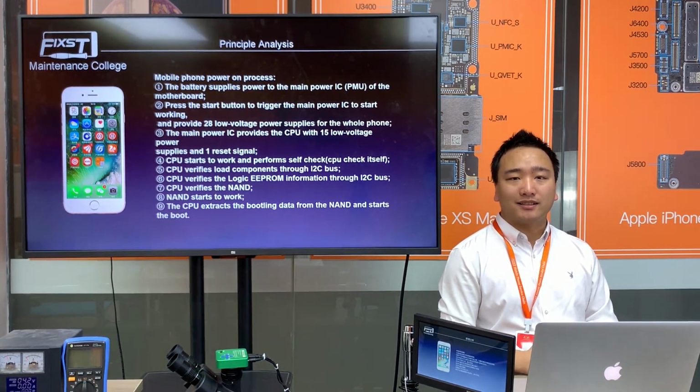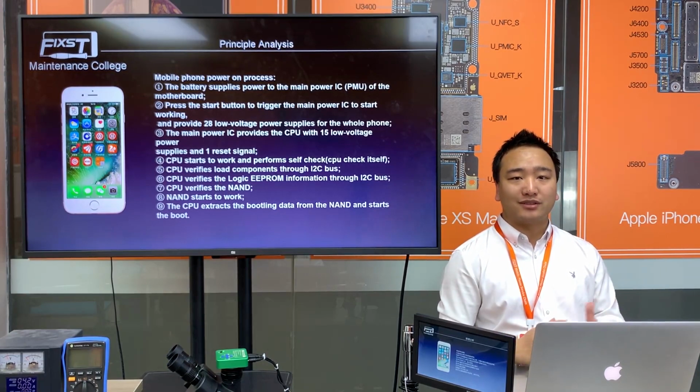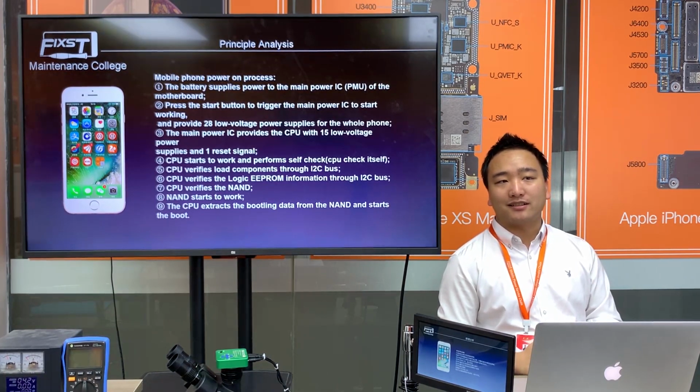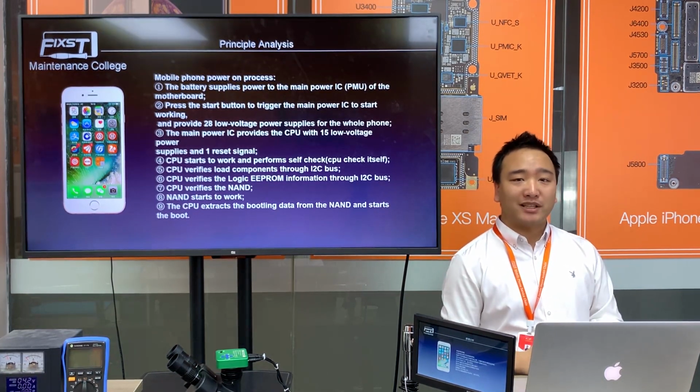The battery sends about 3.8 volts to the motherboard, and normally this voltage is a little higher. For the phone to work normally, the CPU also needs to work normally, and the CPU needs a lot of power. If the power sent by the battery goes directly to the CPU, the CPU cannot use this power. So the design of the motherboard has a PMU, the main power IC. The main power IC is there to send the low voltage power to the CPU.